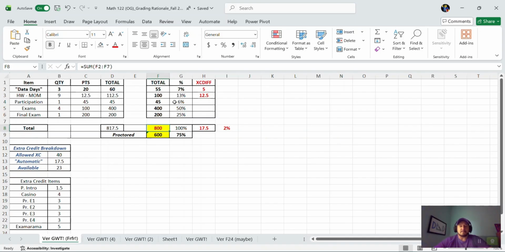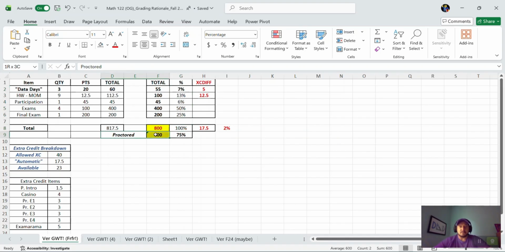So it's a real simple basic math here. I got 7% by taking 55 and dividing it by 800. I got 13% from homework by doing 100 divided by 800. 6% from participation by doing 45 over 800, and so on and so forth. And you can see all these add up cleanly to 100%.